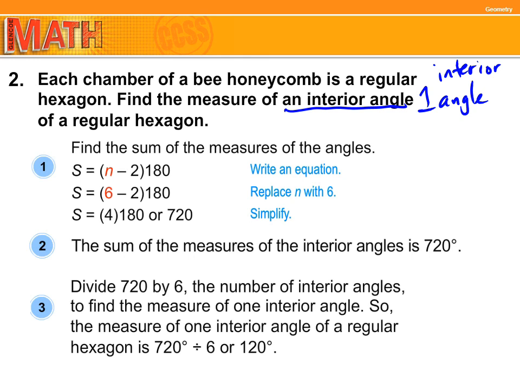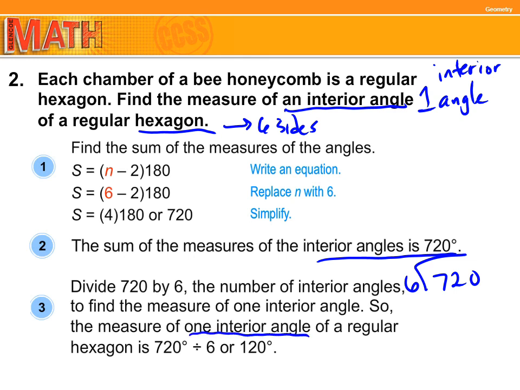We're going to take S equals n minus 2 times 180. And a hexagon has 6 sides. So we are going to take 6 minus 2, which is 4, times 180, which gives us 720. So the sum of the measures of the interior angles is 720. Again, we're trying to find one only, so we're going to take the number of sides and divide 720 by that: 720 divided by 6. So the measure of one interior angle of a regular hexagon is 120.